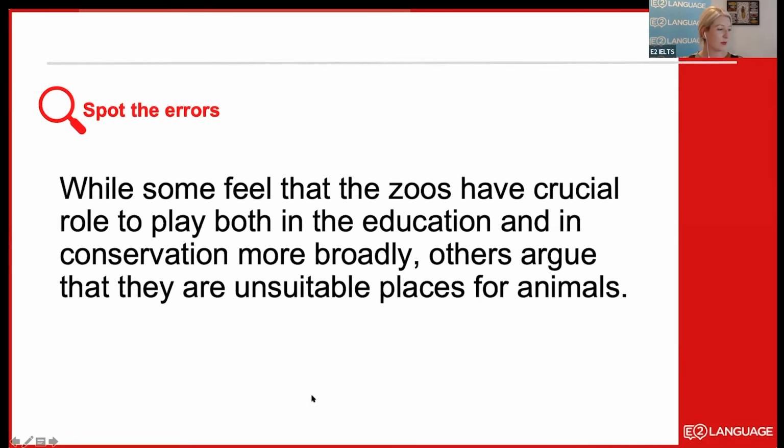Okay, so again, we have got 3 errors here. Let's see what you've got. And these errors are related to articles. Either it's there and it's wrong, or it's not there, or it's there and it shouldn't be. Good, Zulva, that's one of them. Okay, so here are the problems. The zoos have crucial role, and the education.